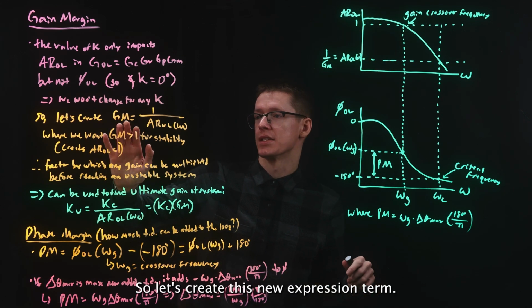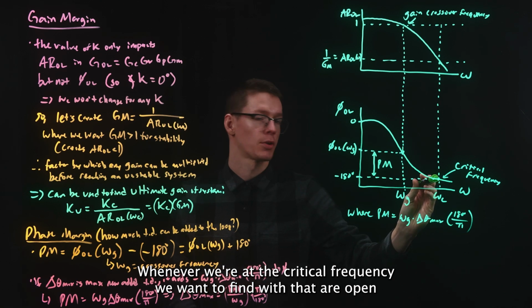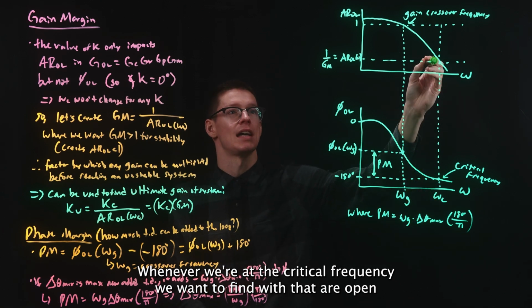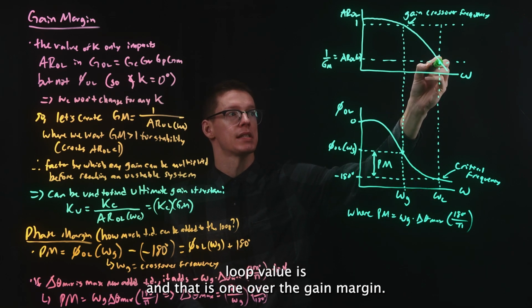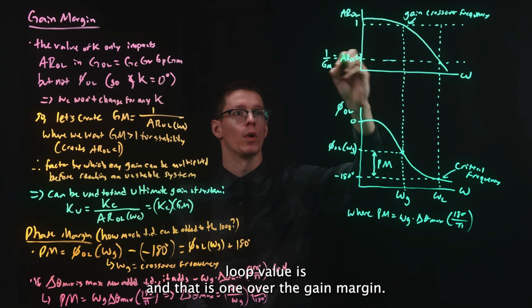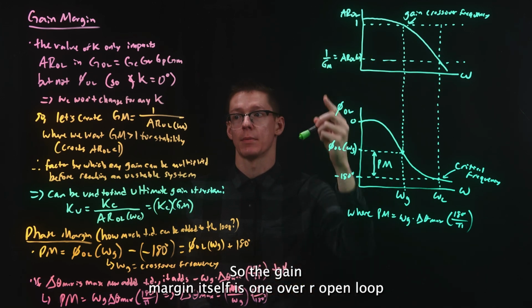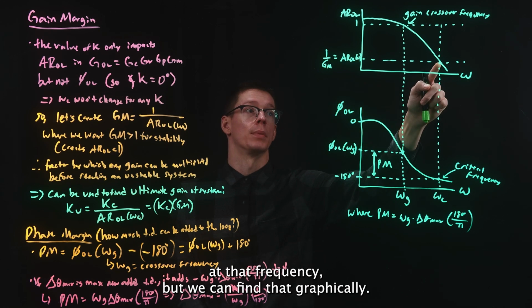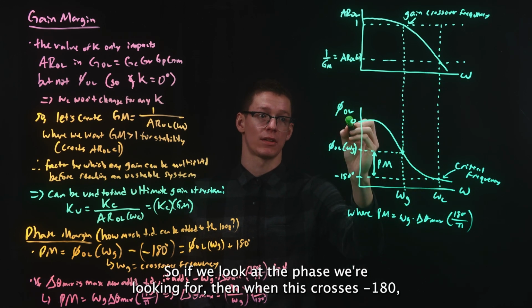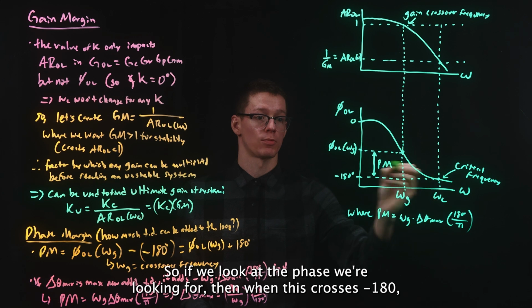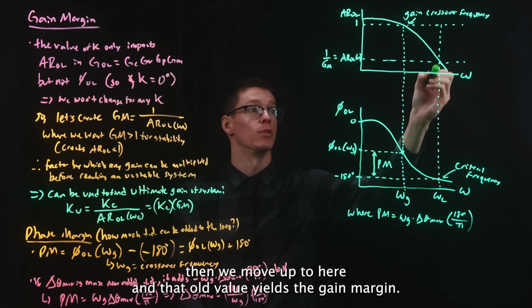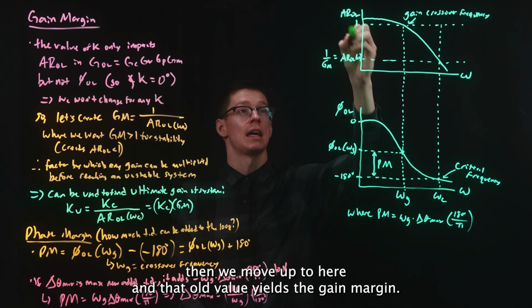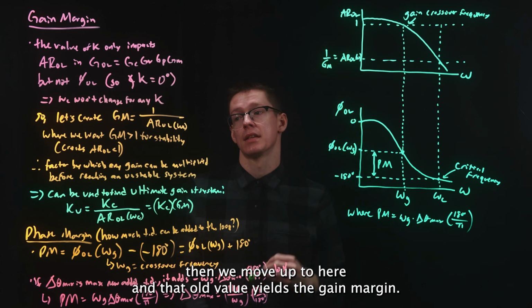So let's create this new expression term. Whenever we're at the critical frequency, we want to find what that AR open loop value is, and that is 1 over the gain margin. So the gain margin itself is 1 over AR open loop at that frequency, but we can find that graphically. If we look at the phase, we're looking for when this crosses minus 180, then we move up to here, and that AR_OL value yields the gain margin.